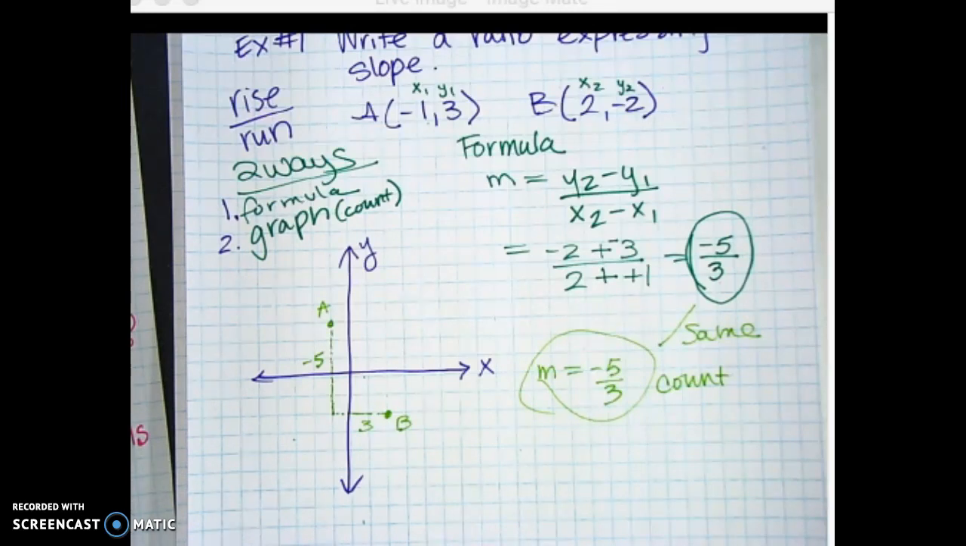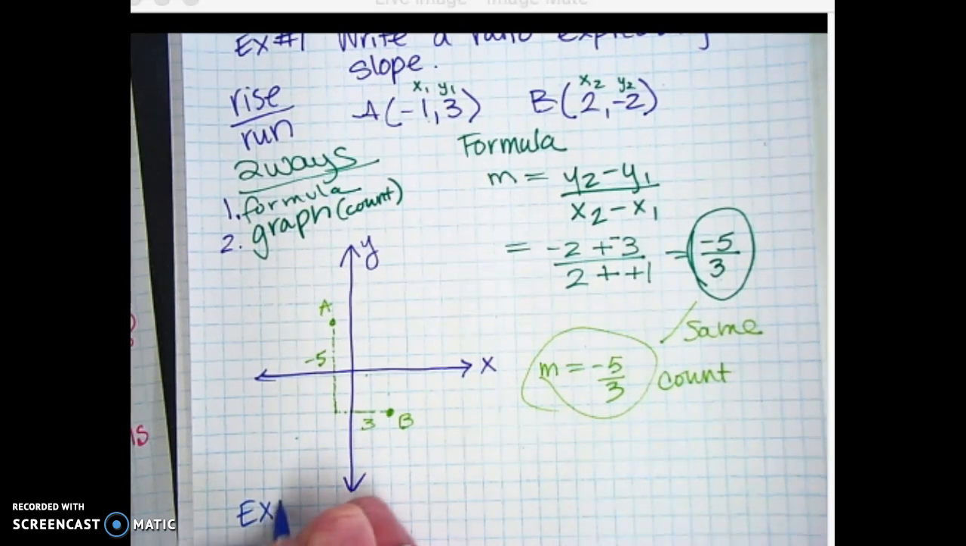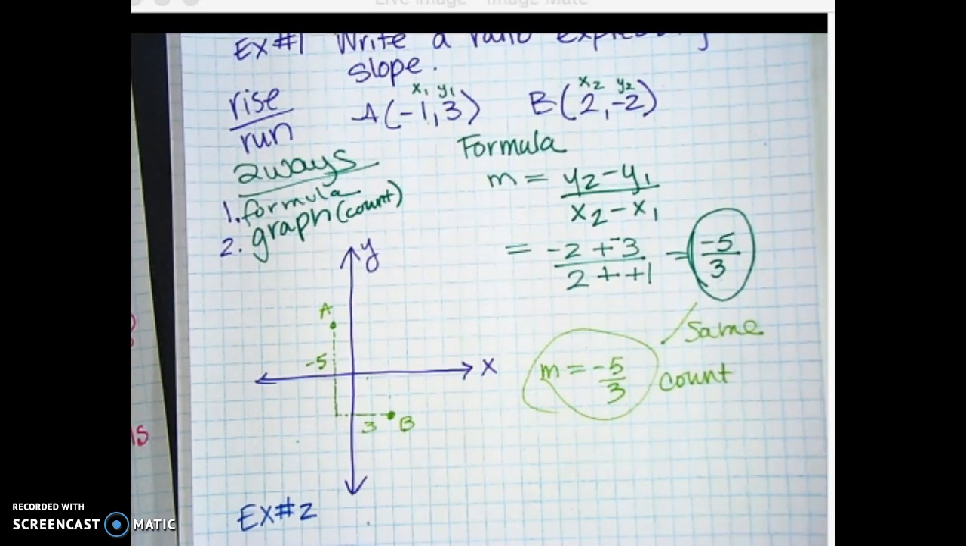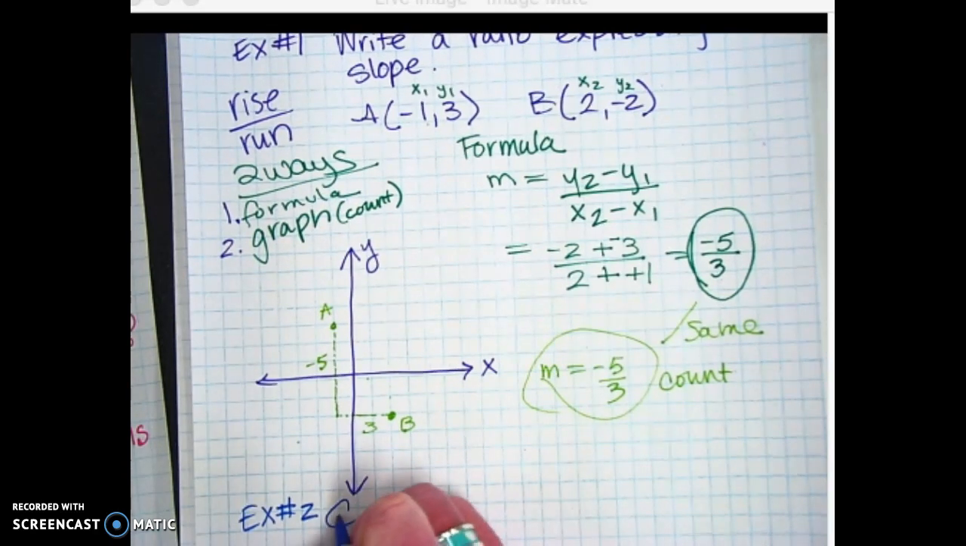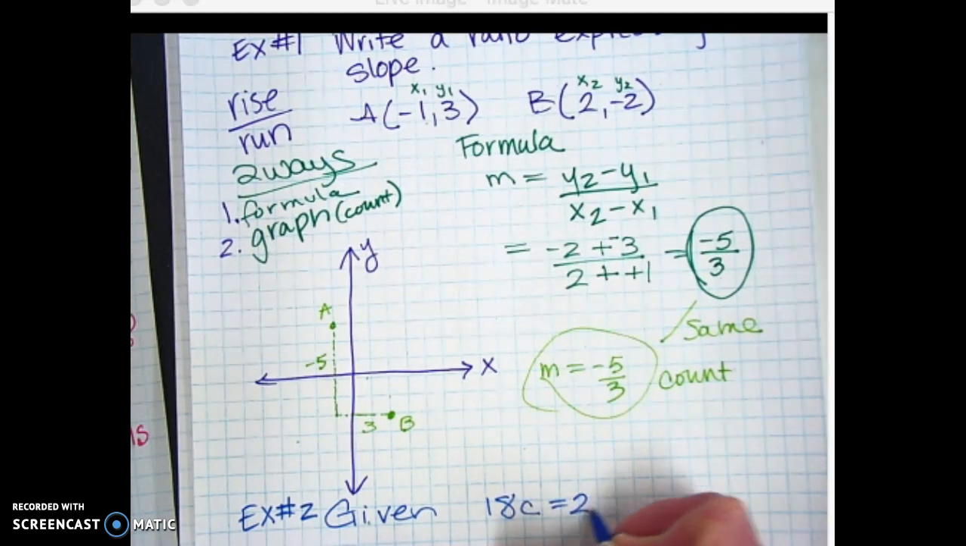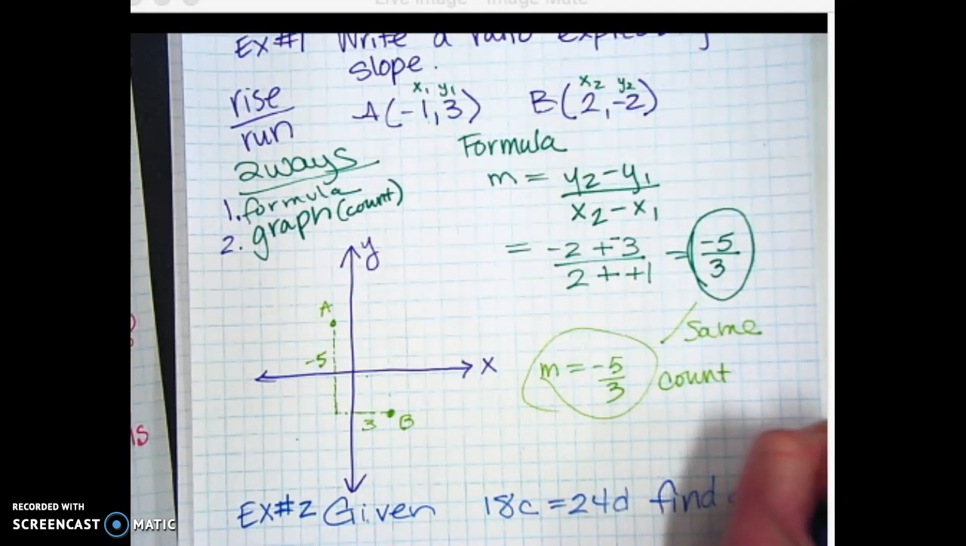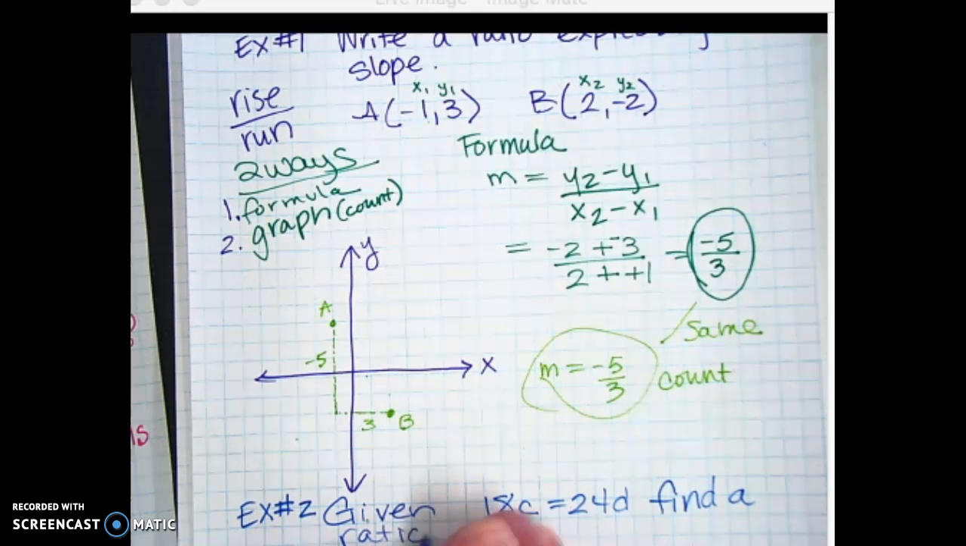Sometimes if you don't have a piece of graph paper available, you can ask me for one, or you can just sketch it, or do it algebraically. Okay? All right, another type of problem you're going to see, we'll call this example number 2. I'm going to give you a weird equation like 18C equals 24D, and we need to find a ratio D to C in simplest form.